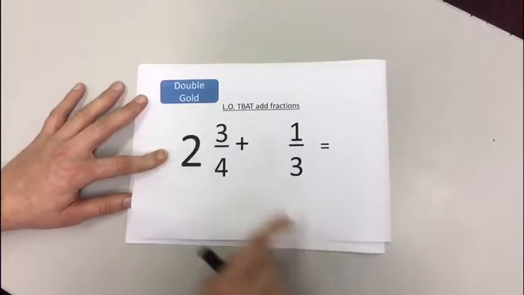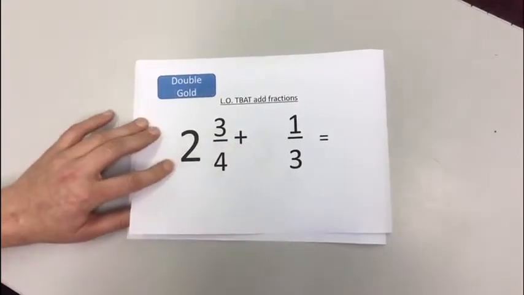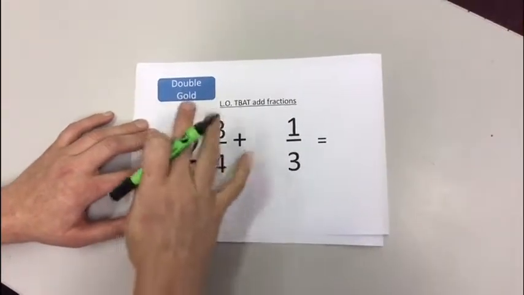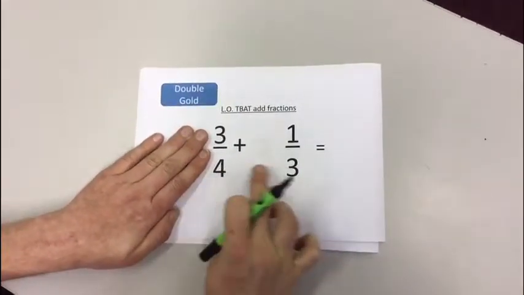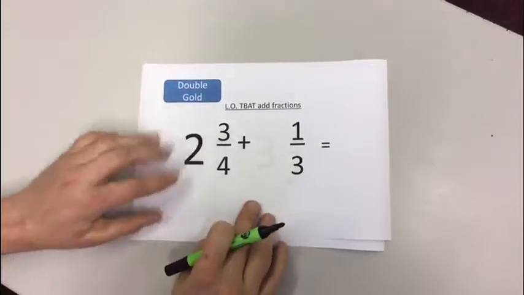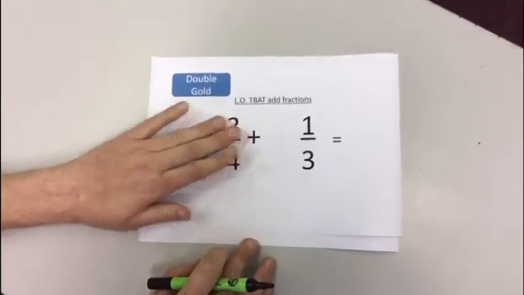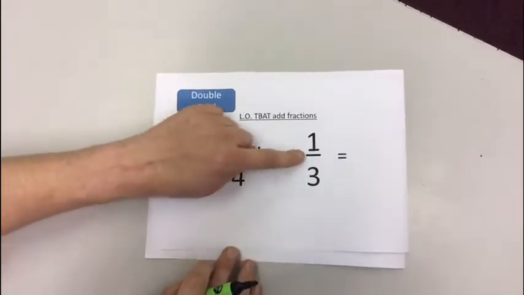The next standard we can look at is double gold. I call it double gold because it's the same as the gold standard in that we've got two fractions that will need a common denominator, but one of them or both of them might be mixed numbers. So we're going to have a look at this one first, 2 3/4 plus a third.